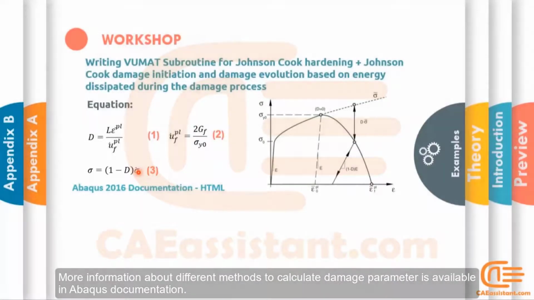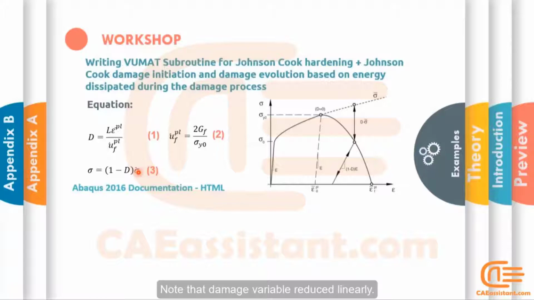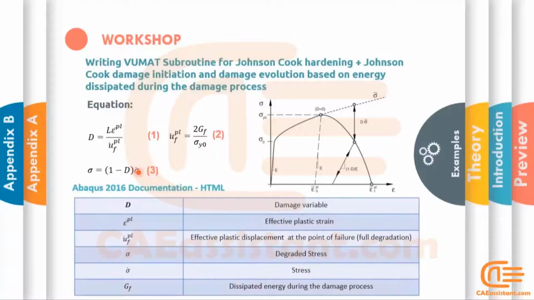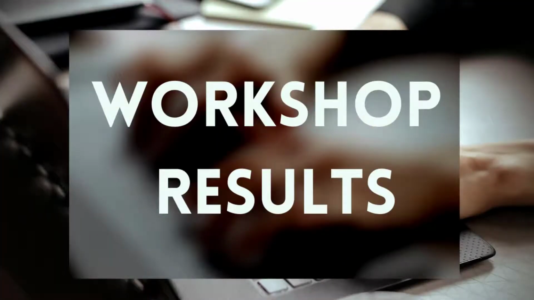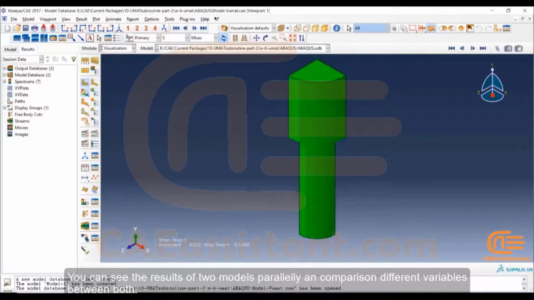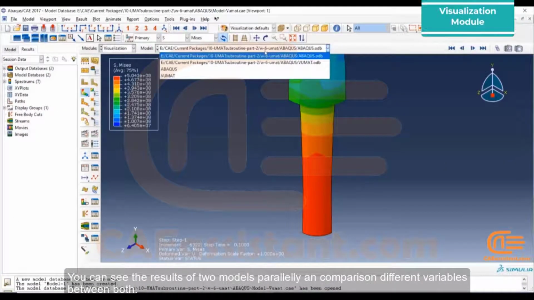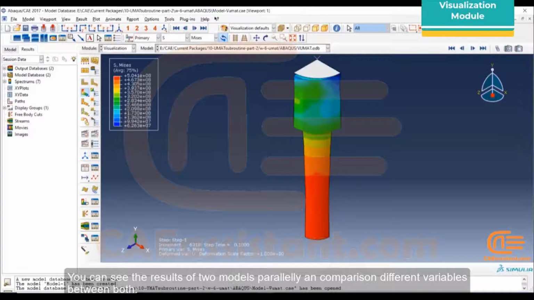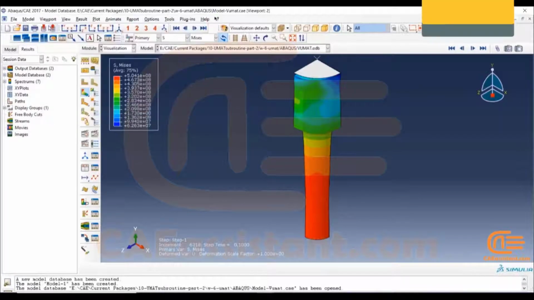More information about different methods to calculate damage parameter is available in the Abaqus documentation. Note that damage variable reduced linearly. It could be changed exponentially or otherwise. You can see the results of two models in parallel and comparison of different variables between both.